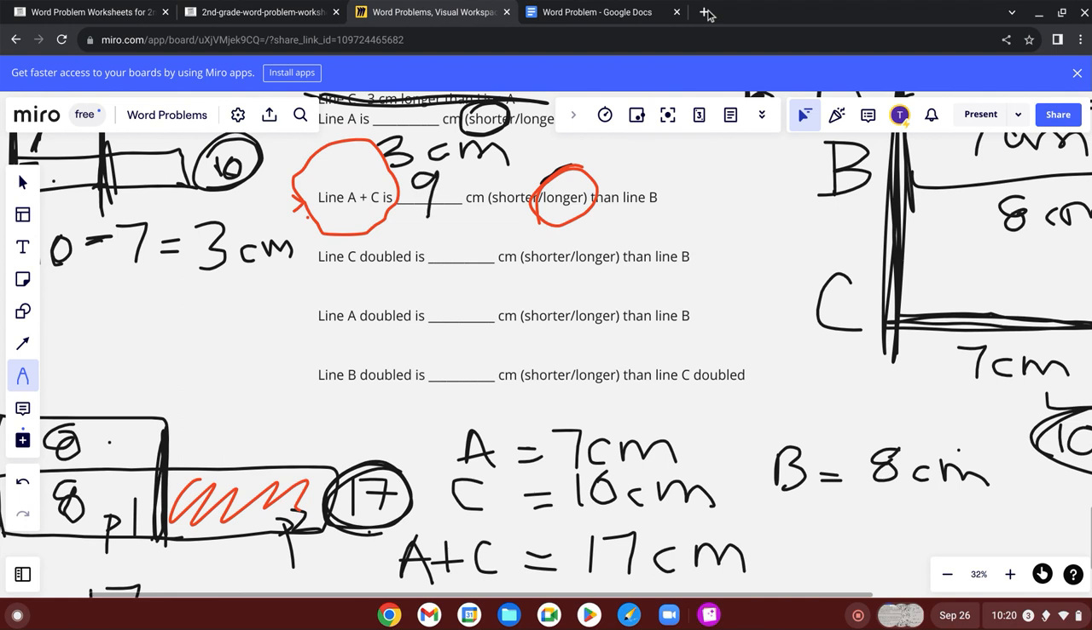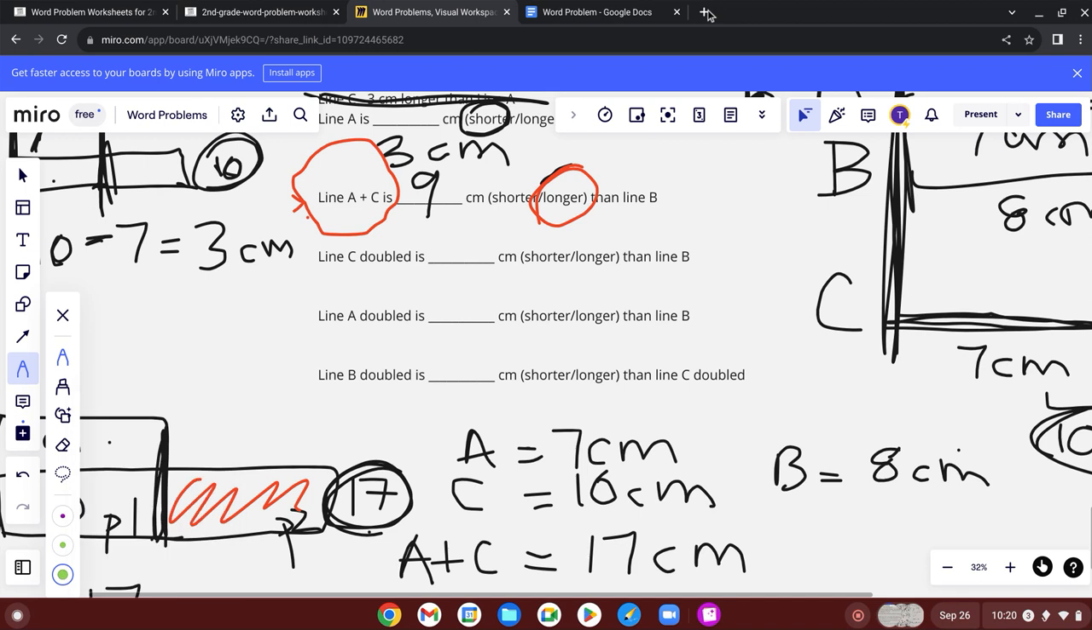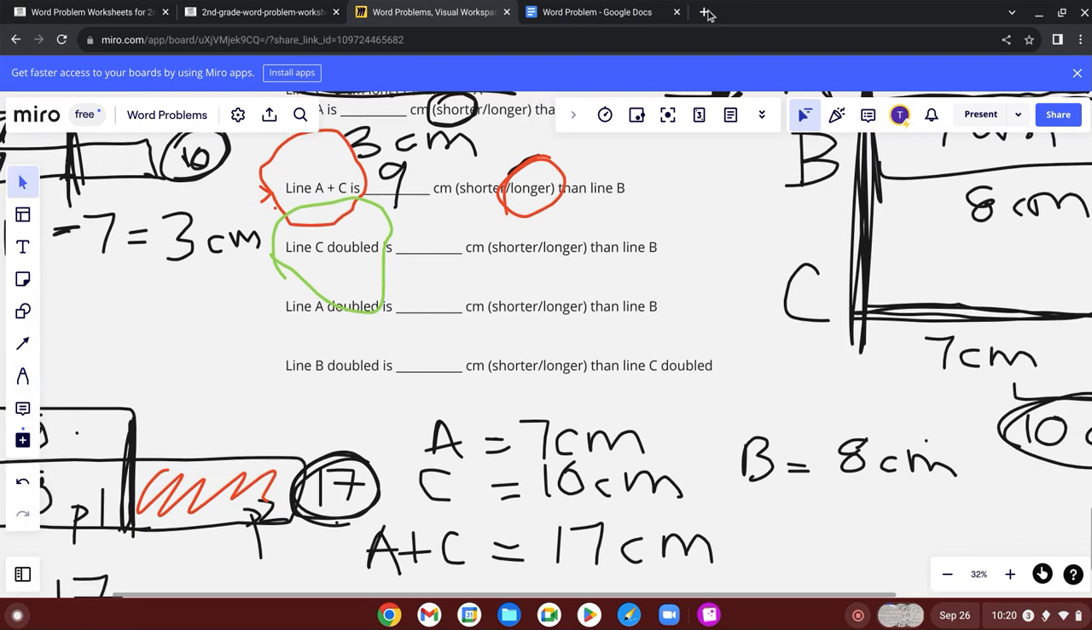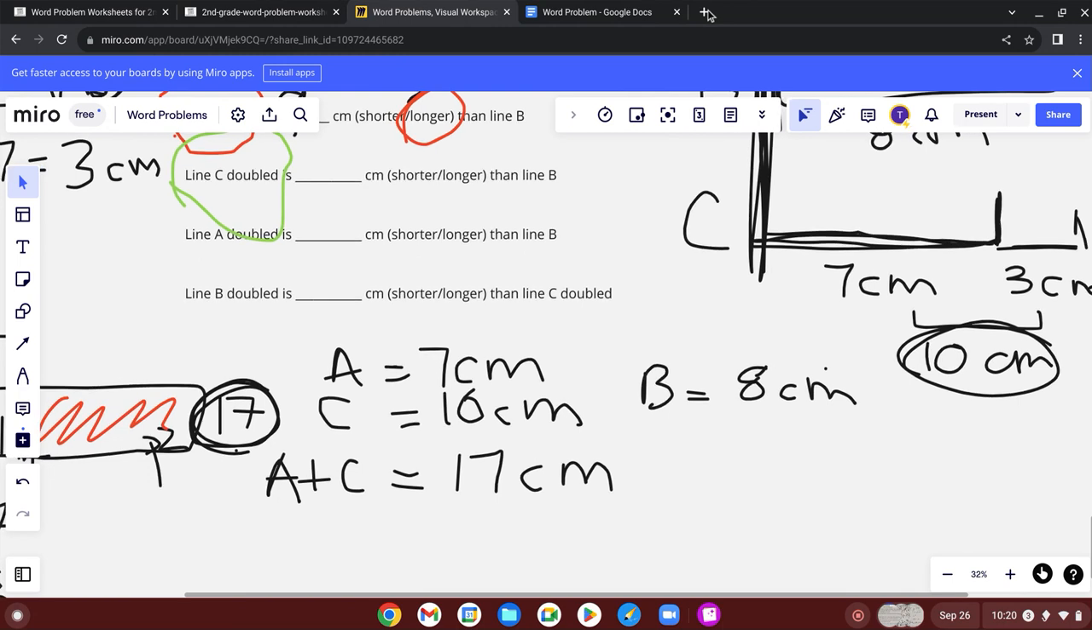Now we go to line C double. So Novus, circle, you want it green. Circle line C double. Do we know what line C double is? How do we figure that out? Good job. He took line A double. It's okay. Let's do line C double. So what is line C double? We can start erasing so that it doesn't get too messy.